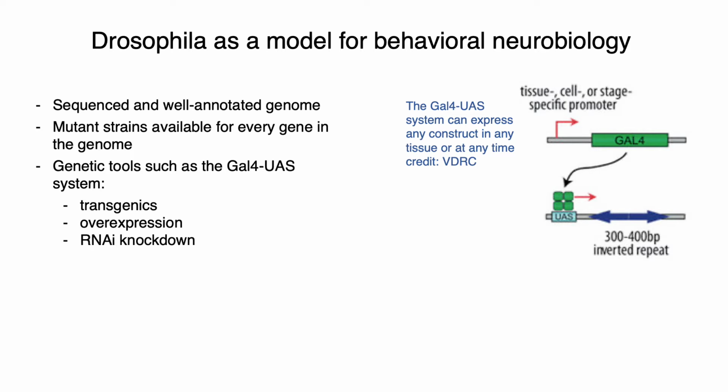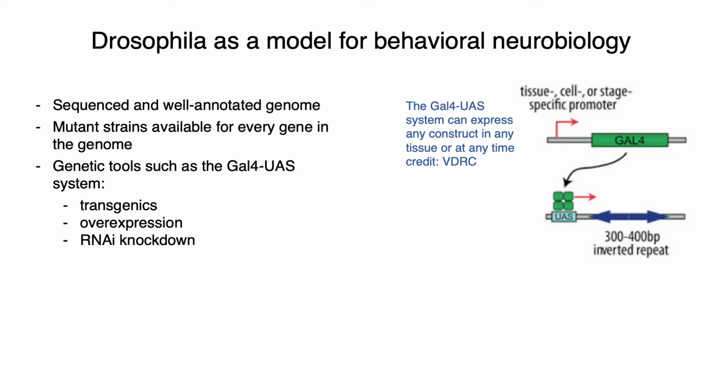Okay, so I'm going to briefly explain some of the tools available when using Drosophila as your organism of choice. Obviously, it has a sequenced and well-annotated genome. For every gene in the Drosophila genome, there are mutant strains available. And there are genetic tools that are really useful, like the GAL4 UAS system.